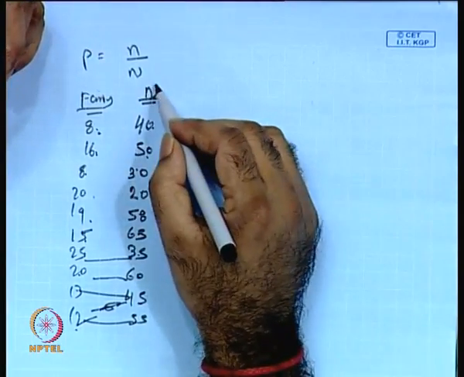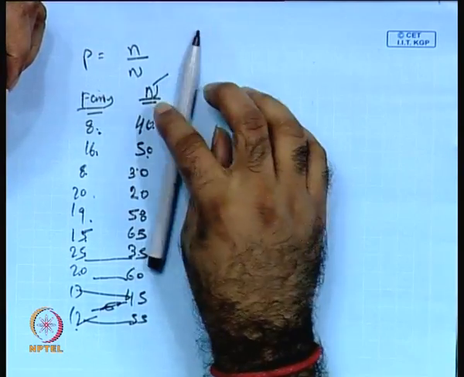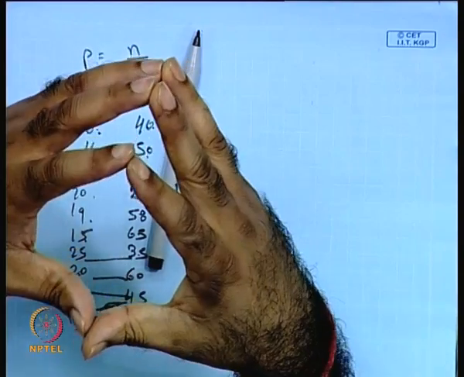This is household. So what we are doing? These are all our family income structure. So it is $8 per day, $16 per day, $8 per day, $20 per day, $19 per day, $15 per day, $25 per day, $20 per day, then $13 per day, and finally $12 per day. So that means we have taken 10 different samples.